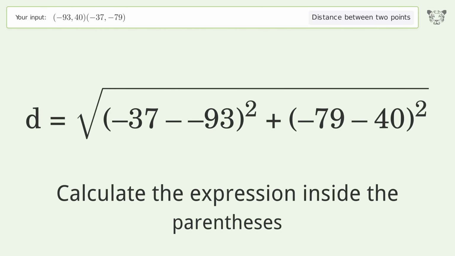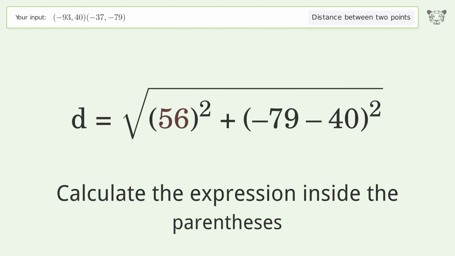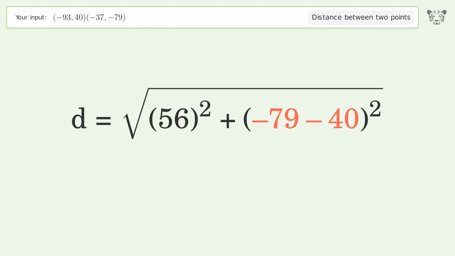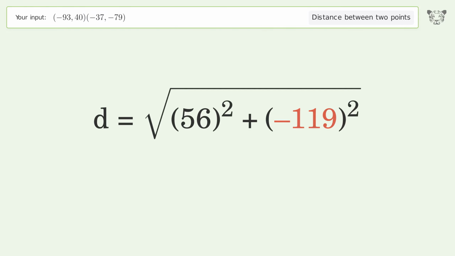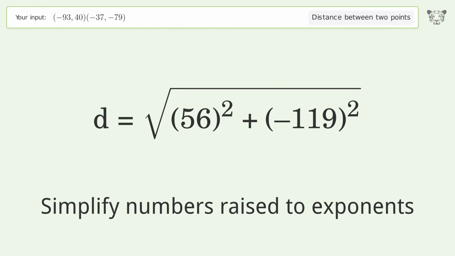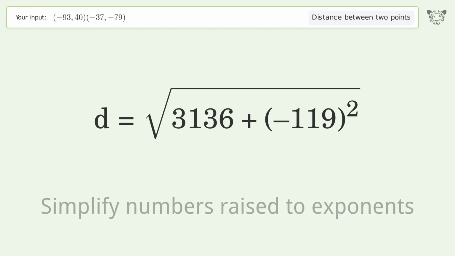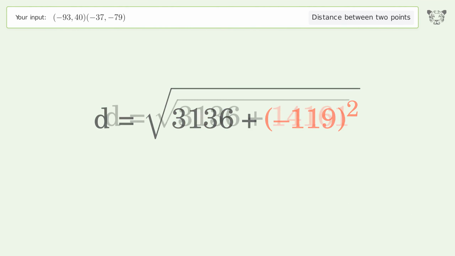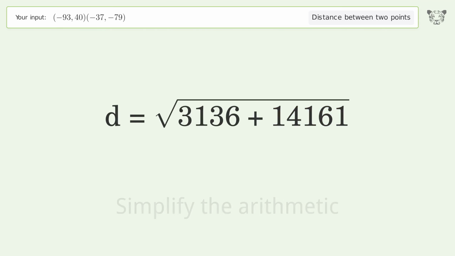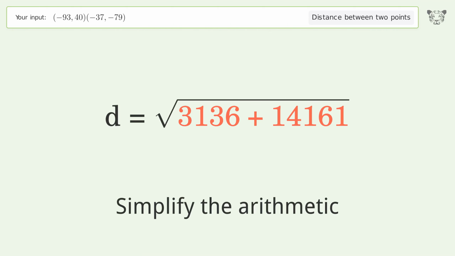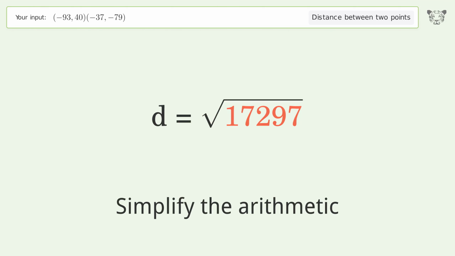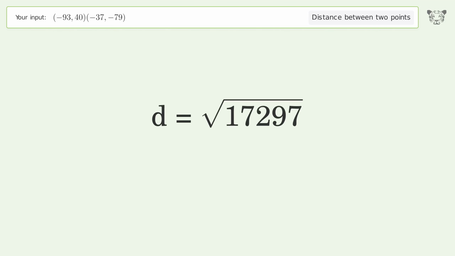Calculate the expression inside the parentheses. Simplify numbers raised to exponents. Simplify the arithmetic. And so the distance between the 2 points is the square root of 17,297, or 131.518.